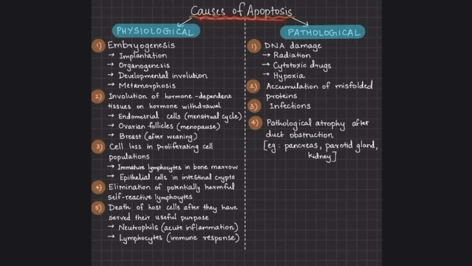Causes of apoptosis can be of two types, physiological and pathological. Physiological causes include embryogenesis, involution of hormone-dependent tissues on withdrawal of the hormone, cell loss in proliferating cell populations, elimination of potentially harmful self-reactive lymphocytes, and death of host cells after they have served their useful purpose. Pathological causes include DNA damage, accumulation of misfolded proteins, infections, and pathological atrophy after duct obstruction.